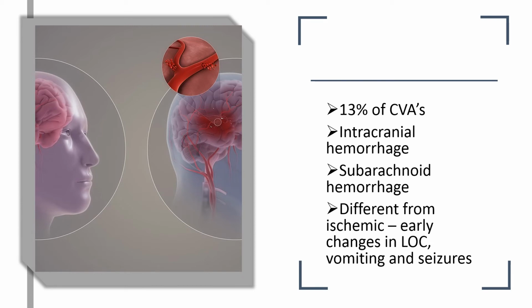Nimodipine, which is a calcium channel blocker, is the drug of choice for prevention of these vasospasms. The symptoms of a hemorrhagic stroke can be similar to an ischemic stroke. The differences are early and profound changes in level of consciousness, vomiting, and seizures. The conscious client will complain of a severe headache, and the goal is to maintain cerebral perfusion.